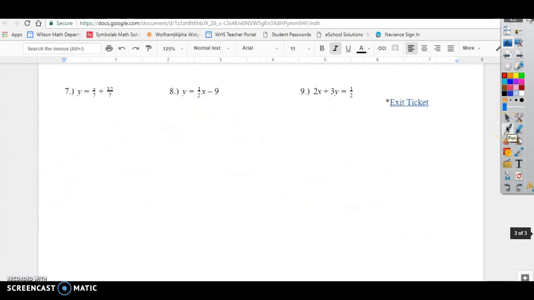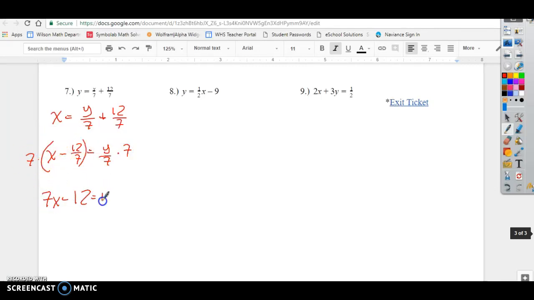Alright, got 3 more to get through, and that's it. Let's switch our x and y, because we already have them here. We're then at the point of moving over our 12/7. So we subtract that over. And then we're going to get rid of that division by 7 by multiplying it out. So this is 7x minus 12 equals y. Kaput. That's your inverse.